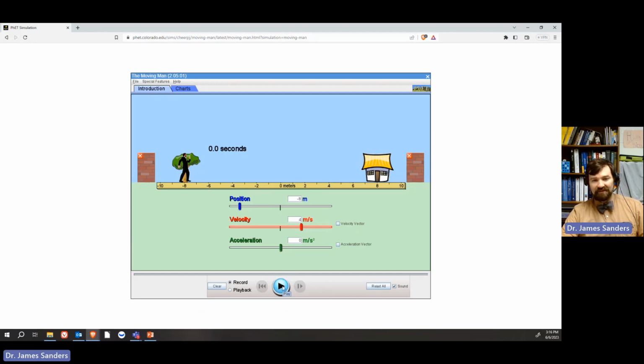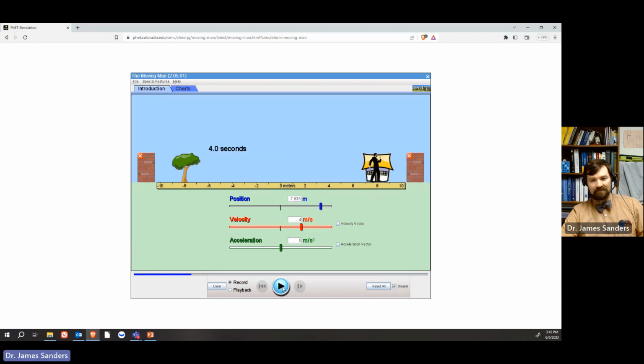So when I hit play, this timer will start. He'll start moving with this velocity. I've made the acceleration 0. That means there will be no change in velocity. And we just want to see, when does he arrive here at the house? Does he arrive in 4 seconds like we predicted? So ready, go.